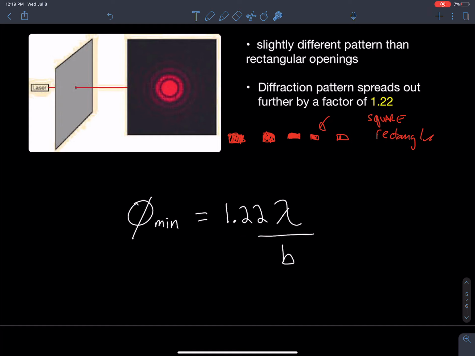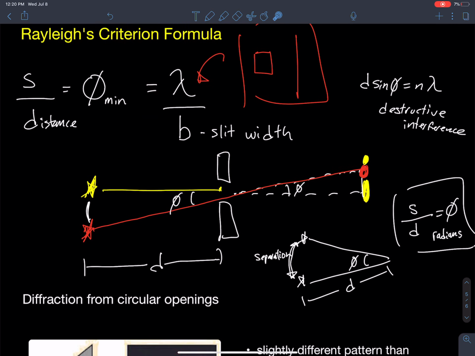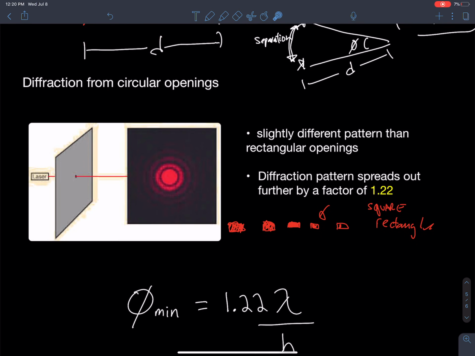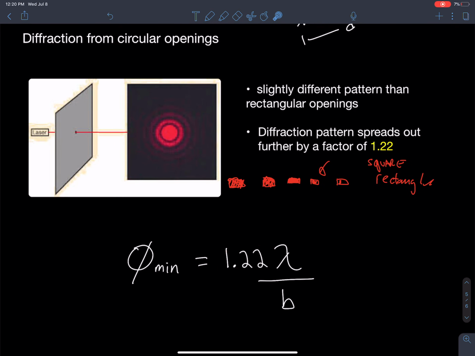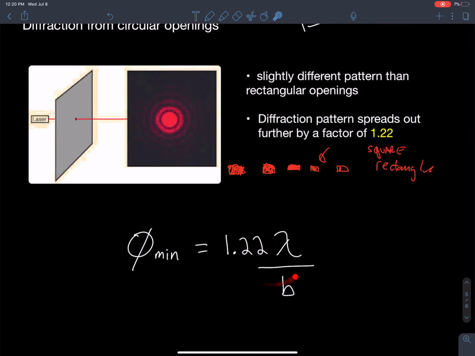So you need to remember, when you're looking at a resolution problem, they'll tell you whether it's going through a circular hole, then you have to use this formula. If it's going through a rectangle or a linear hole, then you would use this formula. So I have a larger requirement here, and I'd have to factor that in.